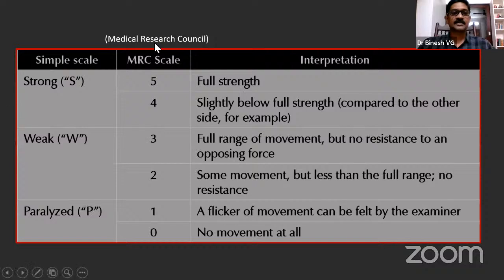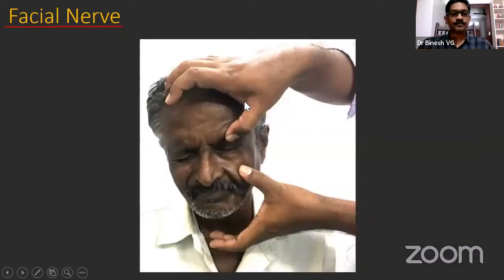And this is a comparison between the Medical Research Council grading and the simple scale. You can see that strong corresponds to 4 and 5, weak corresponds to 2 and 3, and paralyzed corresponds to 1 and 0 of the Medical Research Council scale. And now let us look at the voluntary muscle testing: one on the eye, second on the hand, third on the feet. You have to assess it on each eye, each hand, and each foot.